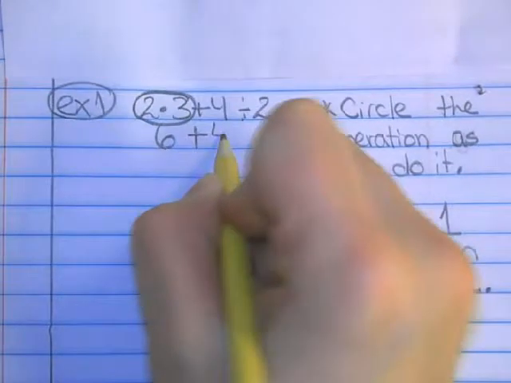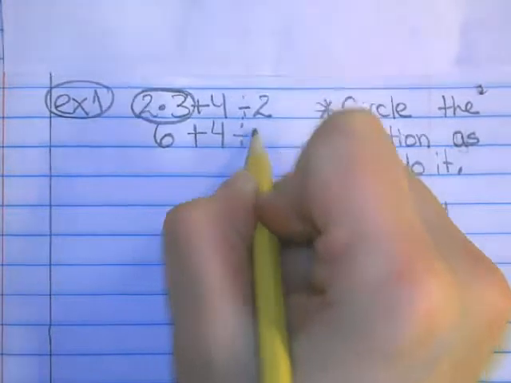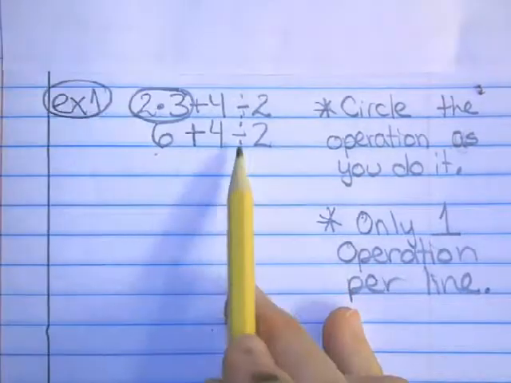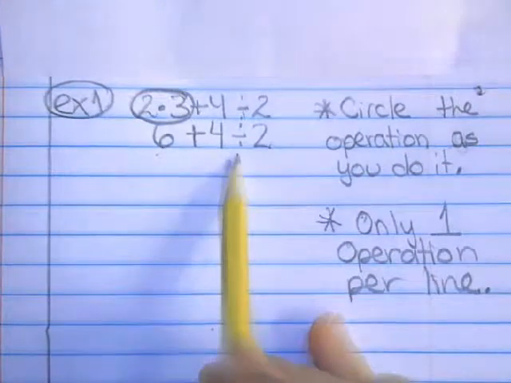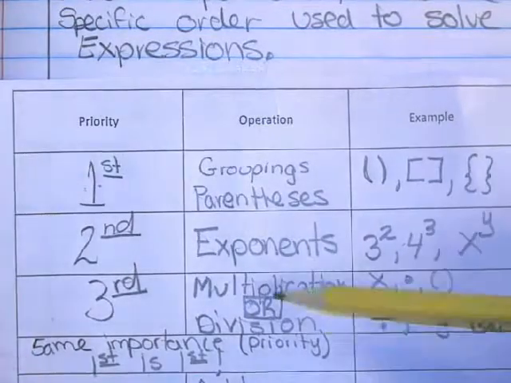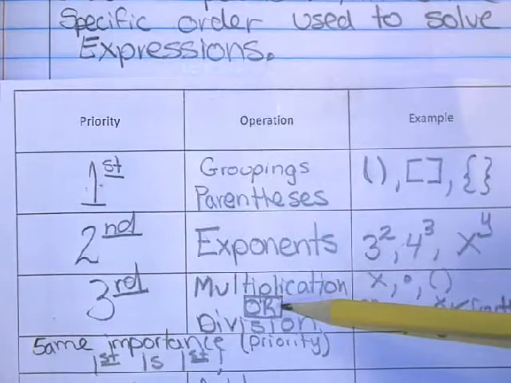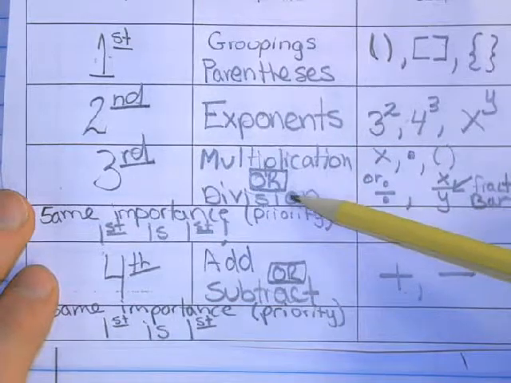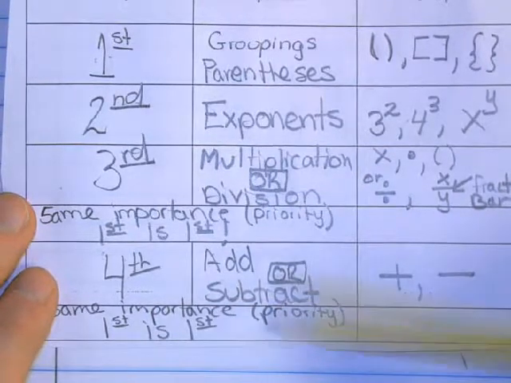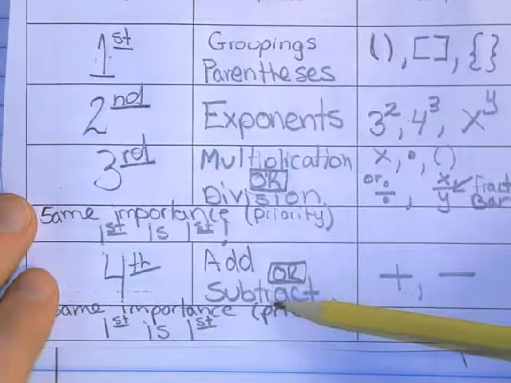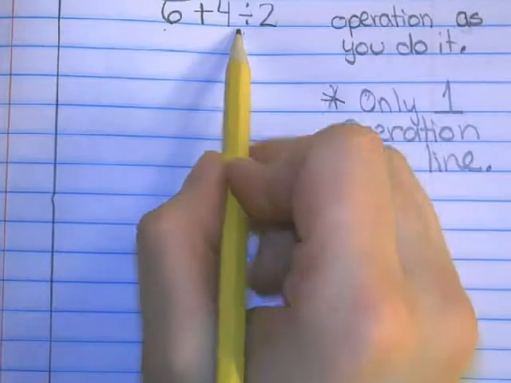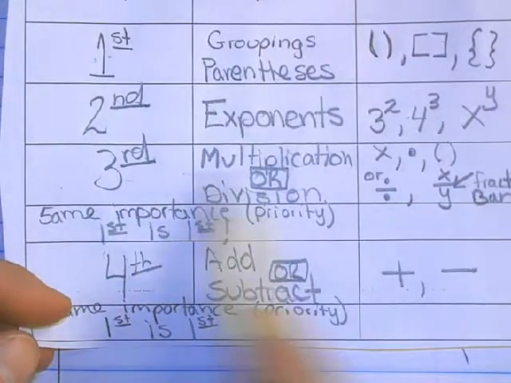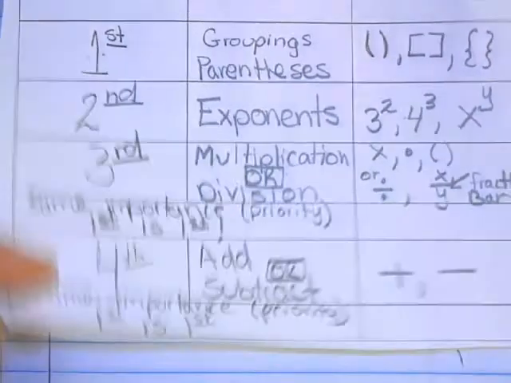So I'm going to do the +4 divided by 2. Now I'm down to 2 operations, addition and division. Well, if I look at my priority list, third priority before addition is multiplication or division. Adding and subtracting is fourth. So out of these two, I do division first. See that? It comes before adding and subtracting.